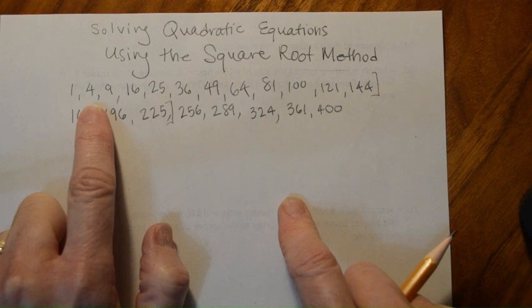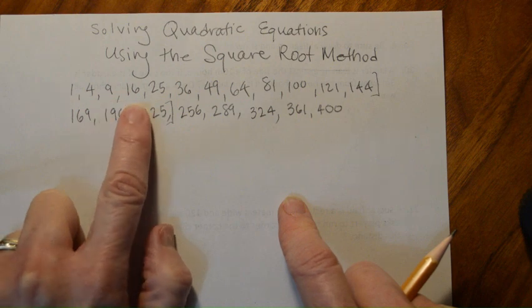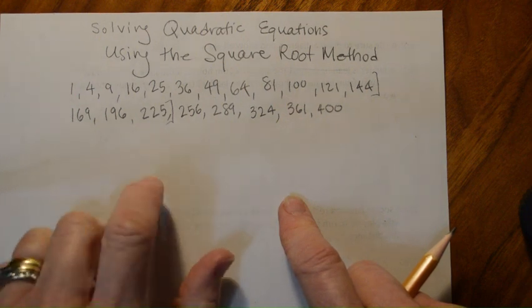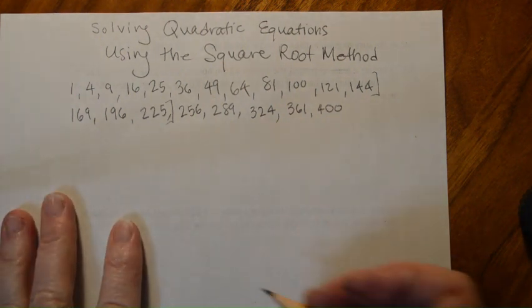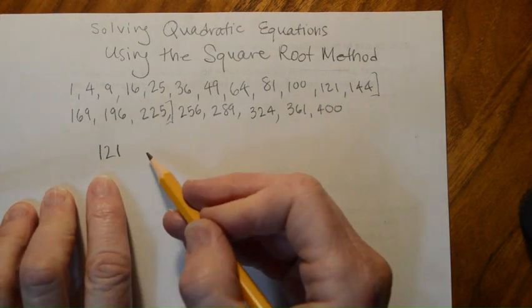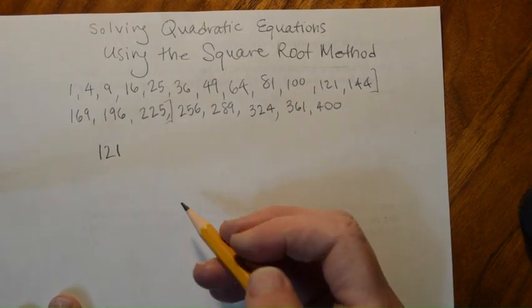4 is a perfect square because it's 2 times 2. 9 is a perfect square because it's 3 times 3. 16 is a perfect square because it's 4 times 4, and so forth. But what if we want to go backwards? What if we have a number like 121 and we say, since this is a perfect square, what number did I multiply by itself? That's where we start talking about square roots.